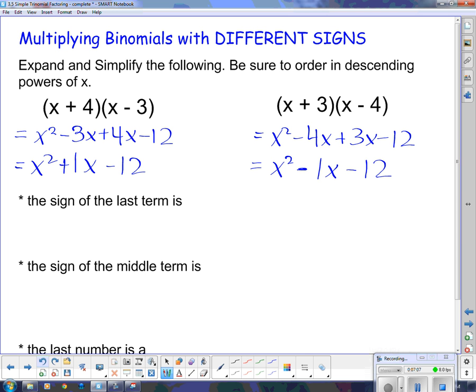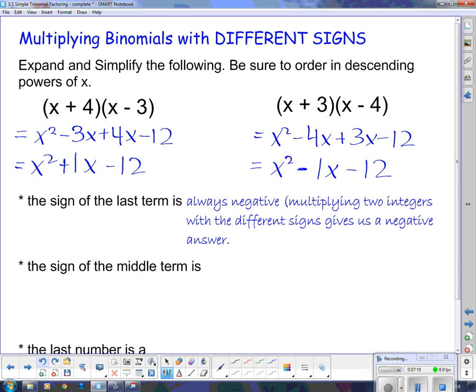So let's look for the same patterns as before. What can we say about the sign of the last term? Well, last time the sign of the last term was always positive. This time, it's always negative. The reason for that is because I get this negative 12 by multiplying positive 3 or positive 4 and negative 3. When you multiply things that have different signs, you get a negative answer.